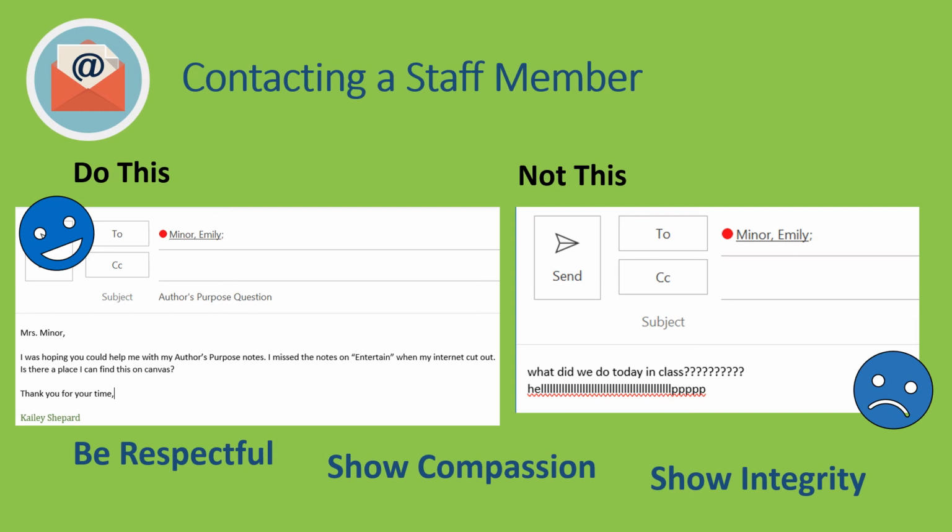Do this. When asking a question about your author's purpose, please put the subject line as author's purpose question. Again, address with the teacher's name and what it is that you are hoping to gain, as well as your question. With a salutation at the end, thank you for your time, and your full name. Not what did we do in class today with a million question marks and help. That is not professional, and we have no clue what you're actually asking us to do. Be respectful, show compassion, and show integrity.